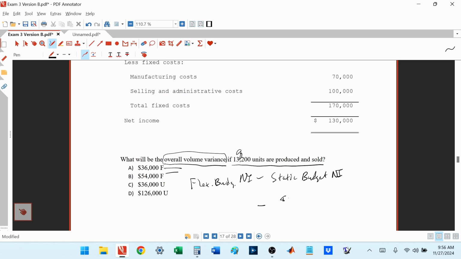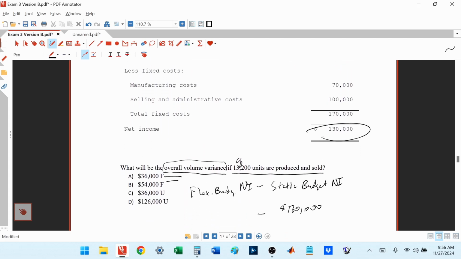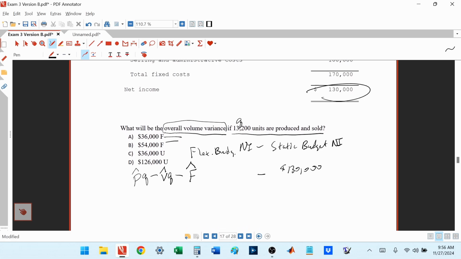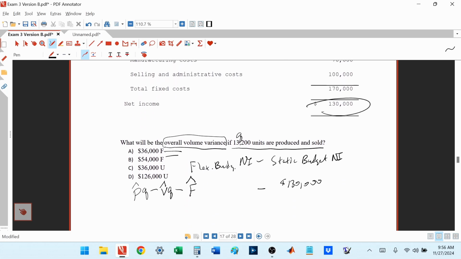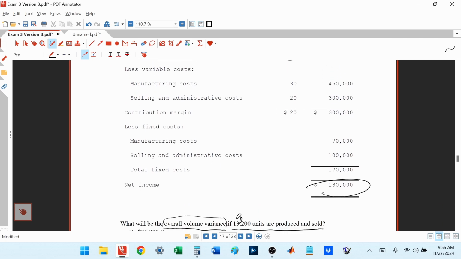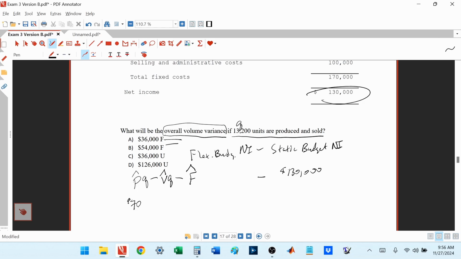So static budget net income is $130,000 given to us, right? Flexible budget net income or profit is given by, so the revenue is P hat times actual Q. The variable costs are V hat times actual Q. And then the fixed costs used in the flexible budget are the same as the fixed costs used in the static budget. So we need to get P hat. P hat is this. Q, actual Q, is this. So that's the flexible budget revenue.